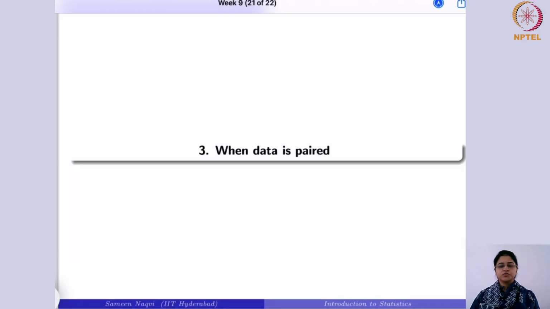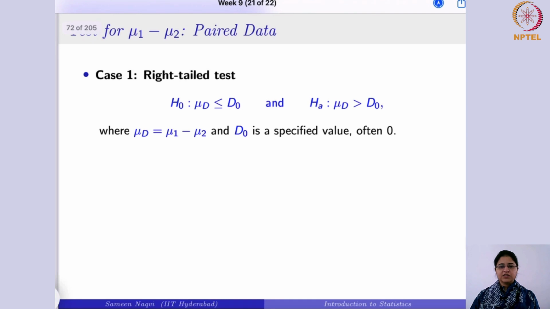So now we are going to work with the situation where the data is paired, or you can say that they are dependent. In that case, we can denote the difference of the two means, mu1 minus mu2, as mu d, right? Then you would say that the difference of the two means is greater than d naught. Okay, that is the specified value, or you can say hypothesized difference of means.